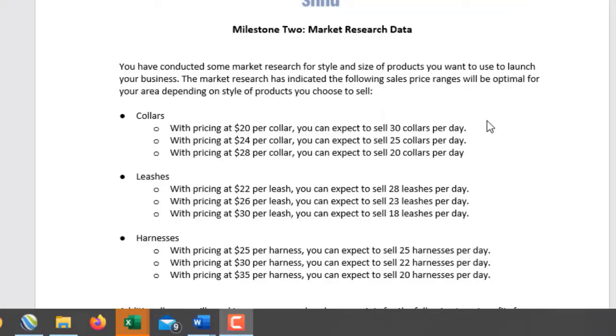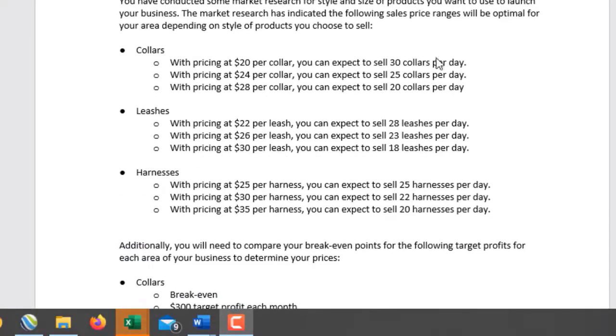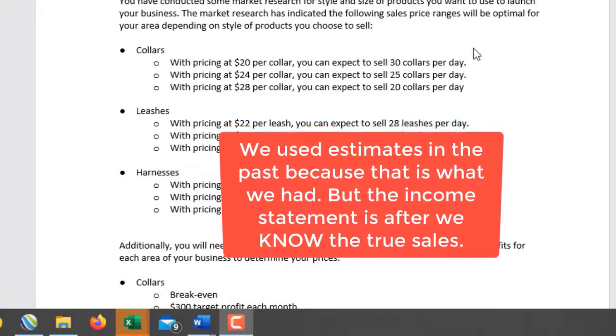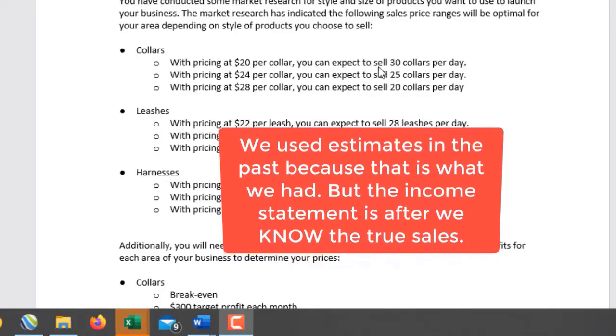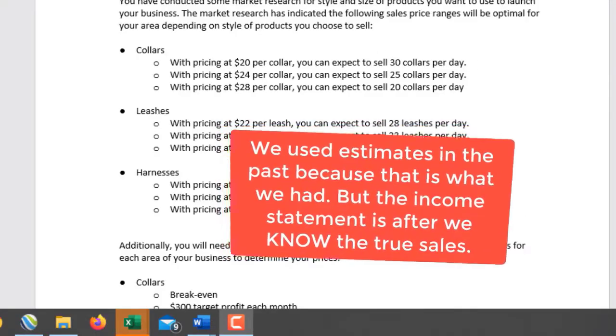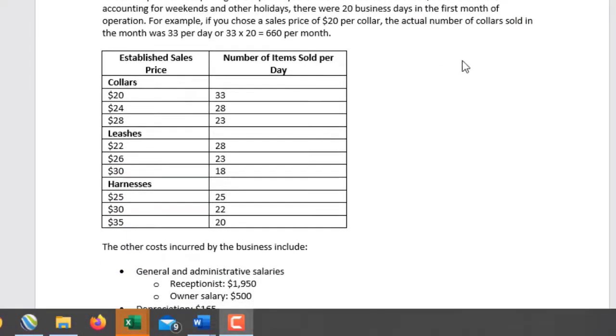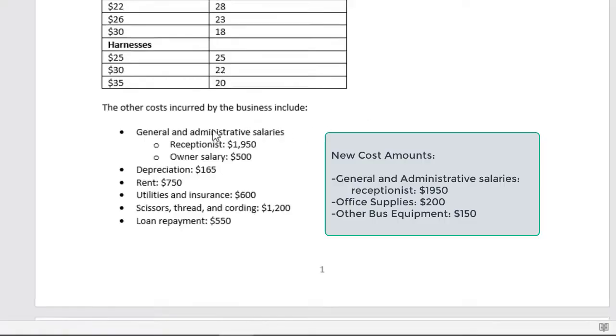As you recall in milestone 2, not to confuse you, but they gave you estimated amounts of sales. So these were your estimated amounts. We don't want to use the estimated amounts. We want to use the actual. So when you look at the data for milestone 3, this is the actual number. You also have some other costs that are provided that you're going to use too.